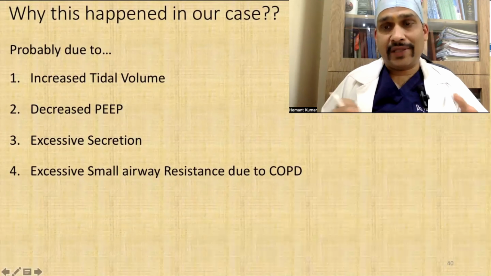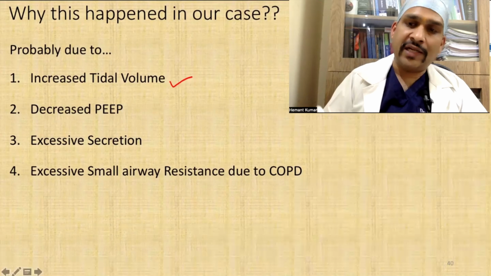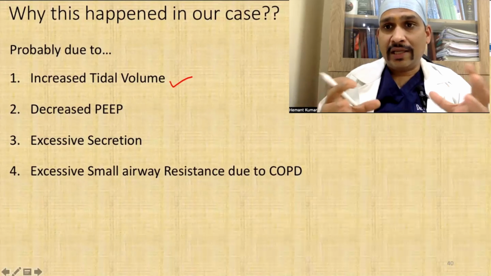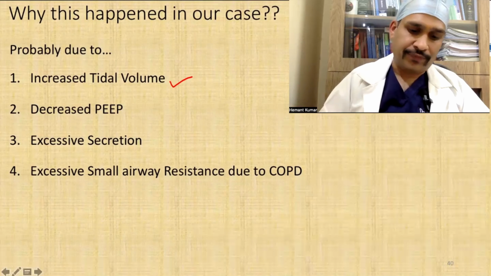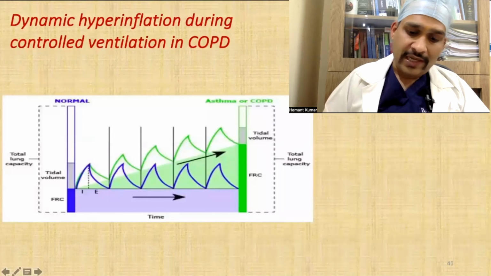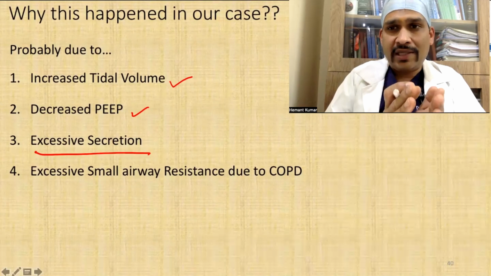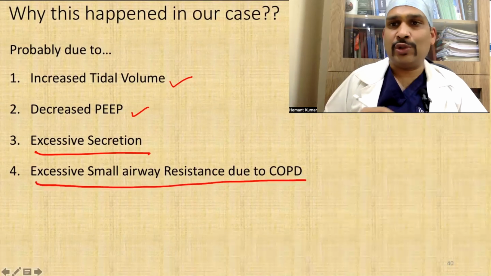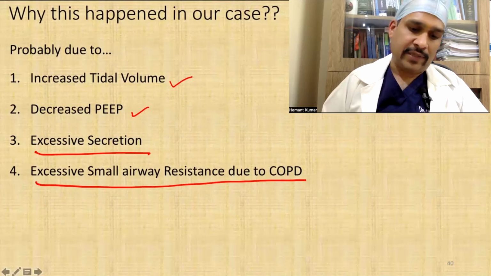So why did this happen in our case? Why did auto-PEEP develop in our case? Probably because we have increased tidal volume, and by increasing tidal volume, there is much air to expire. The patient is not able to expire fully because the tidal volume is more. We decreased PEEP, previously it was 6, we have decreased to 5. There could be excessive secretions. Excessive secretion means there is airway narrowing, by which the airway is getting closed before end expiration. And there is excessive small airway resistance due to COPD, because COPD causes bronchoconstriction and airway collapse at end expiration.